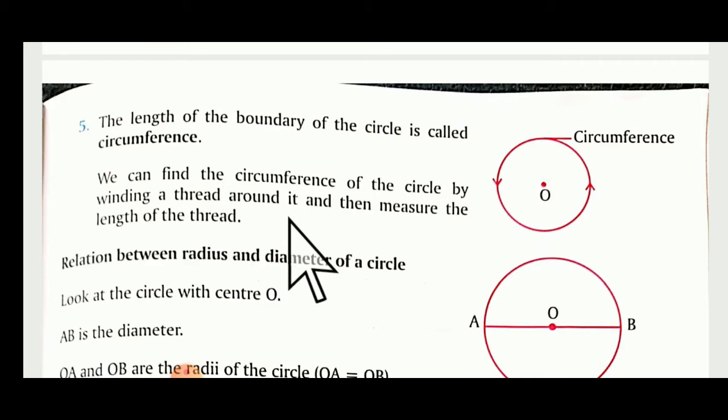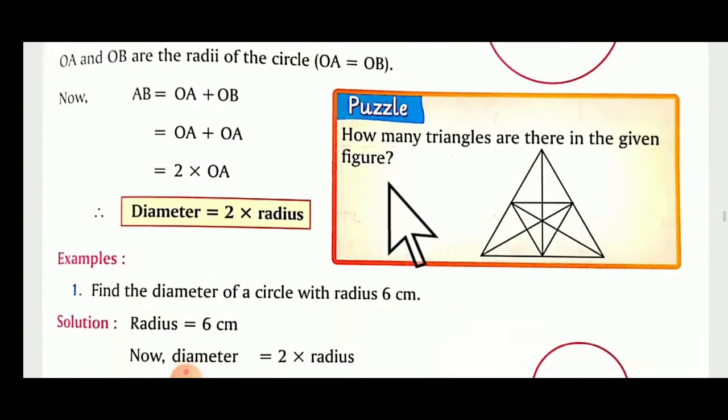We can find the circumference of the circle by winding a thread around it. With the help of the thread, placing it on the circle and taking one point as a starting point, wherever you go and join where the thread got started, there if you reach, that becomes the ending point. With that thread, using a scale, measure the length, that is what we call the circumference.